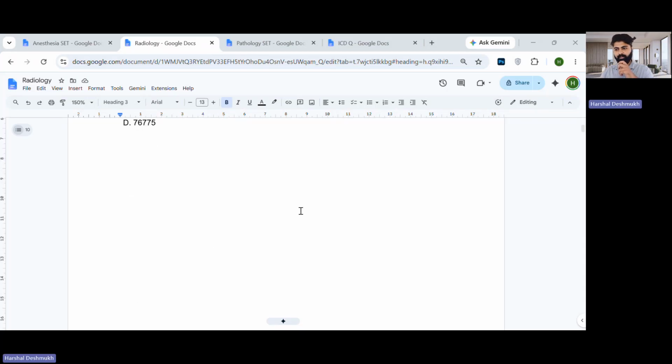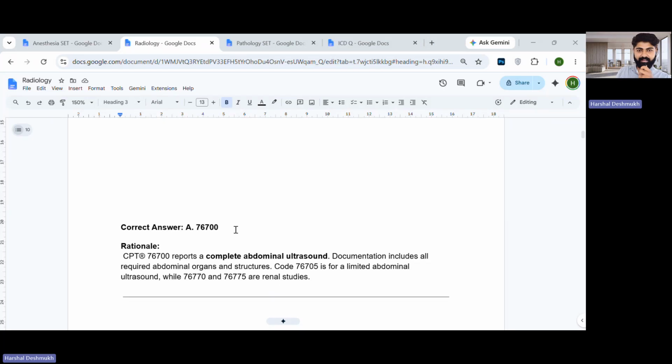All right, answer to this question is option A, 76700. And as rightly said by a few of them in the previous videos, they need a rationale right below the answer as well. So I've written the rationale as well. 76700 reports a complete abdominal ultrasound. Documentation includes all the required abdominal organs and structures. Code 76705 is for limited abdominal ultrasound, and 76770 and 76775 are for renal studies.